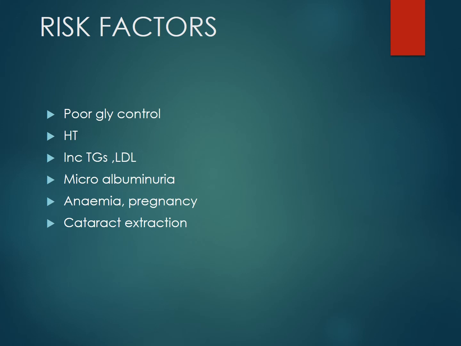So what are the risk factors for diabetic retinopathy? The main thing is poor glycemic control. Hyperglycemia and hypoxia both contribute to the release of vascular endothelial growth factor, which has been implicated as a main causative agent for diabetic retinopathy. If you have associated hypertension, it is going to worsen the development and progress of diabetic retinopathy. Increased triglycerides, low density lipoproteins, microalbuminuria, anemia, pregnancy, and cataract extraction can also favor progression of diabetic retinopathy. All these things are going to increase the risk of progression of diabetic retinopathy.